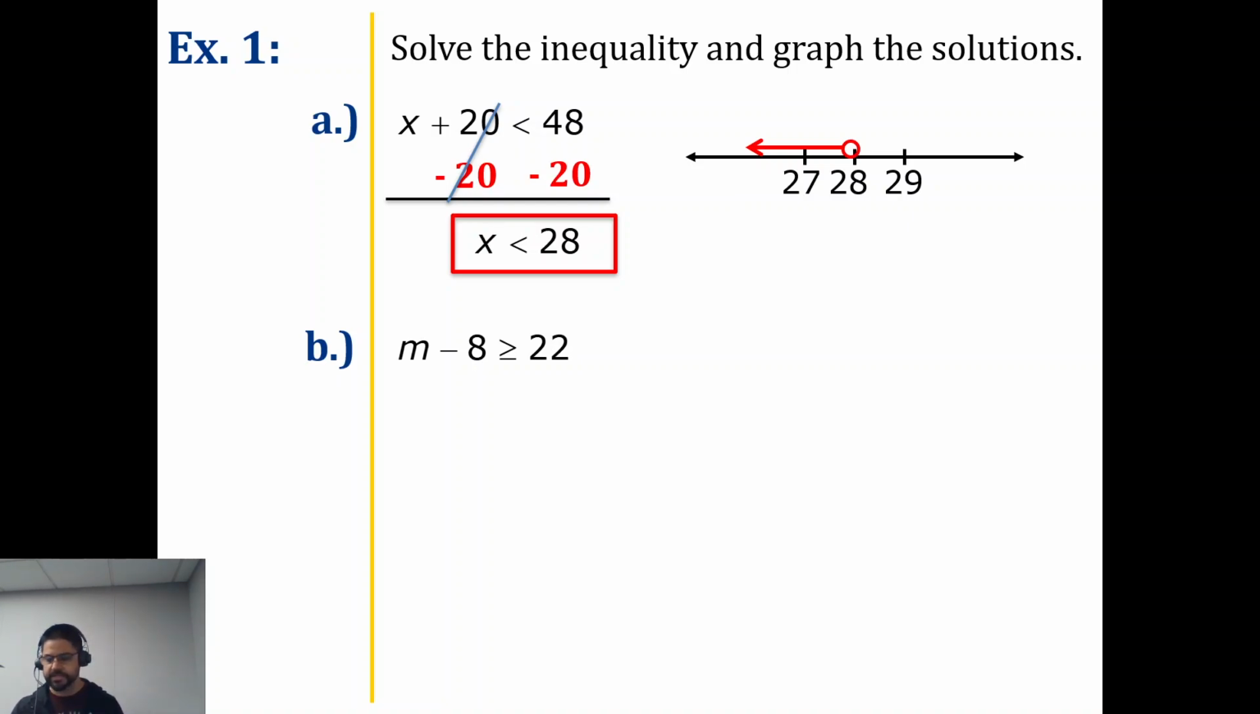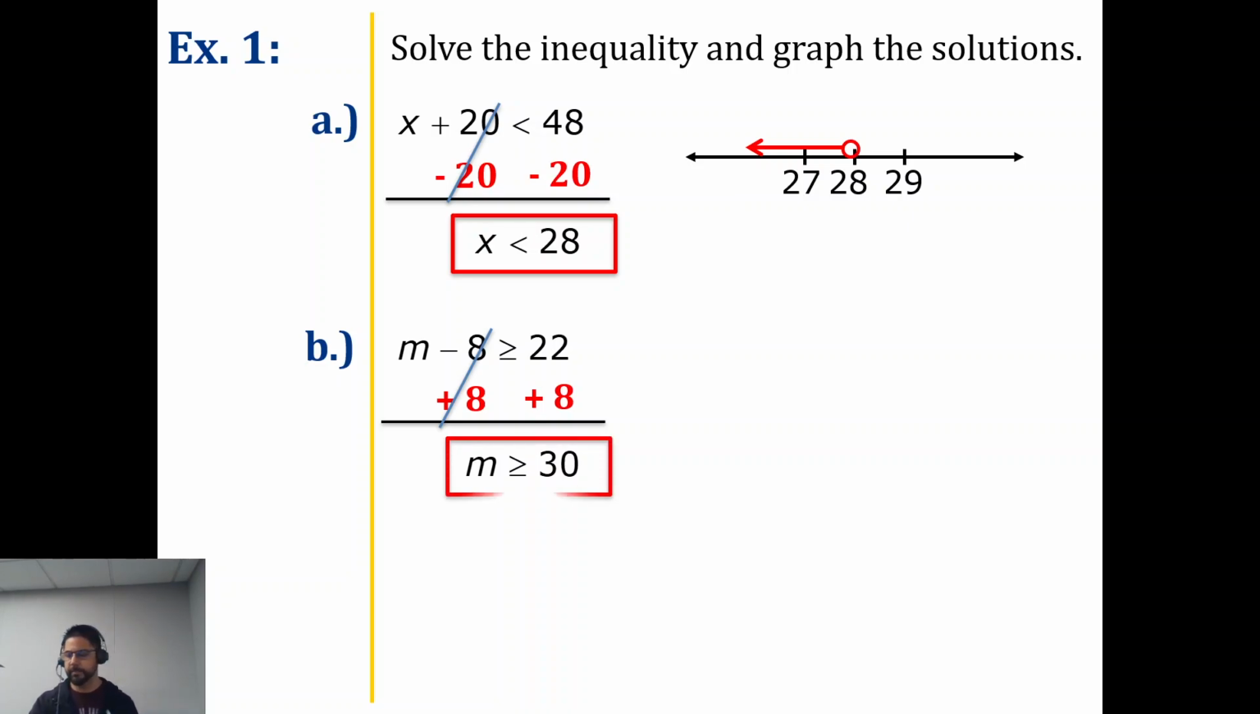Where on our next one, it says subtract 8. So our inverse operation, again, is add 8 to both sides. So we have m is greater than or equal to 30. So when we make our number line graph off to the side, remember it's just going to be a quick number line with 3 numbers. 30 is going to be in the center and then 1 on each side.